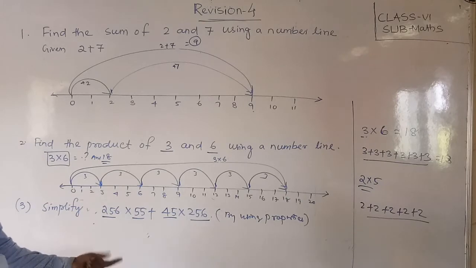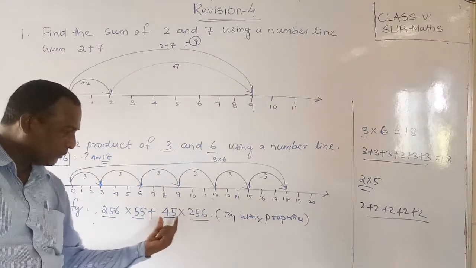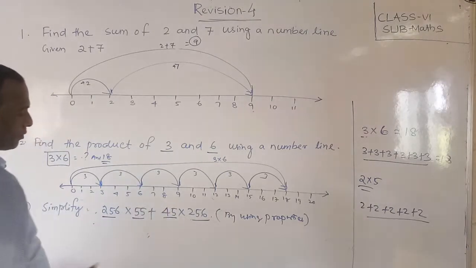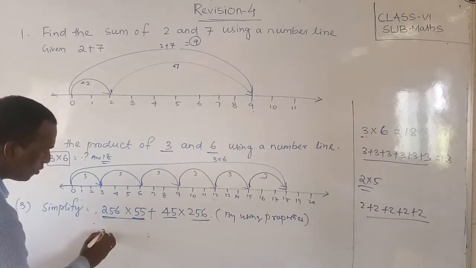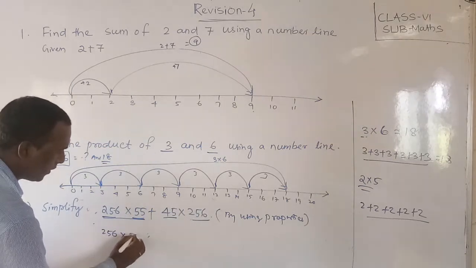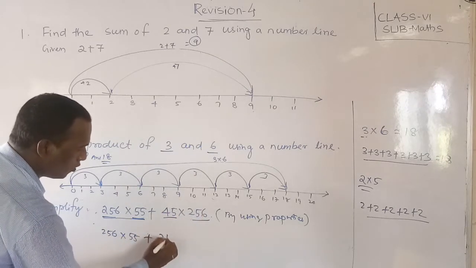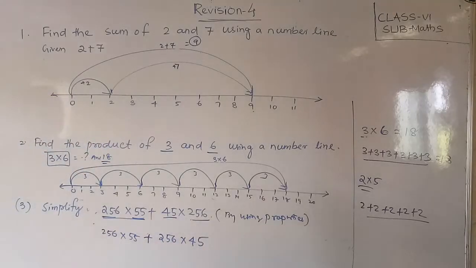Here what are you understanding? Now this 256 is multiplied here, and here also 256 is multiplied. So the same number is multiplied with two different numbers. Yes or no? So we can write this also. First we can do 256 into 55 plus, because by the commutative law we can change it also, no problem. So 256 into 45. Are you clear, students?